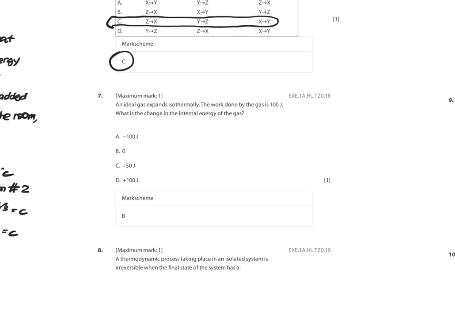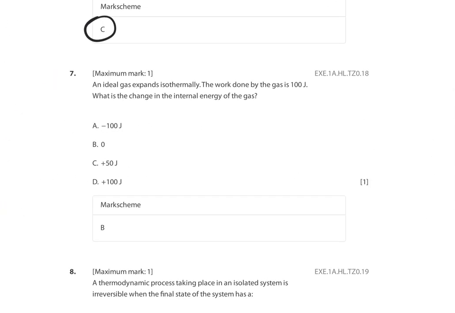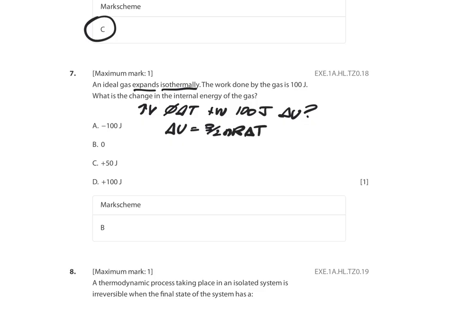Then we have number seven. Number seven is a bit of a trick question. It says an ideal gas expands, so we have an increase in volume, expands isothermally, so we have no change in temperature. The work done by the gas is positive 100 joules. What's the change in the internal energy of the gas? Well, change in internal energy is 3/2 nR delta T, and there's no delta T, so there's no change in the internal energy, and the answer is 0. That's it.